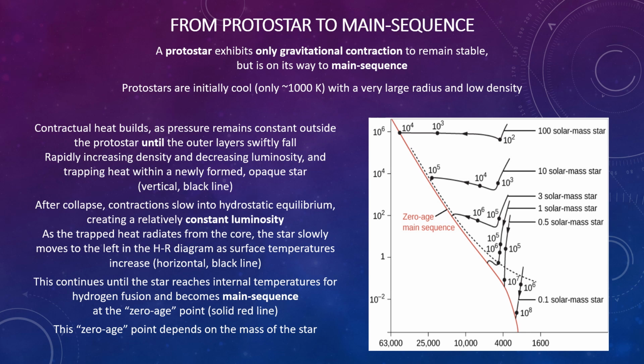But that zero age point on the HR diagram depends on the mass of the star. So we can see that these different protostar masses all reach that red line at different temperatures and luminosities. So less massive stars become stable and reach zero age main sequence at much lower temperatures and luminosities, whereas much more massive stars have a very different point at which they reach zero age main sequence.